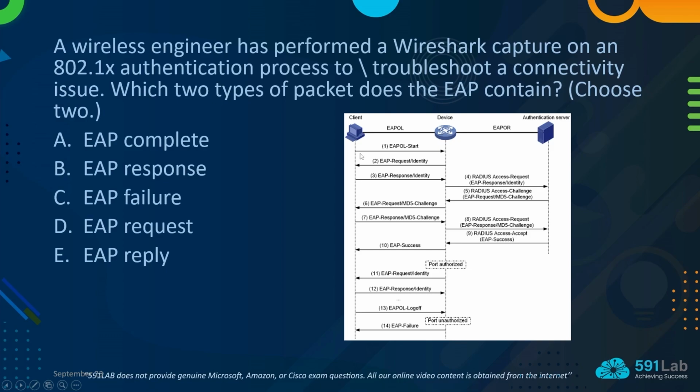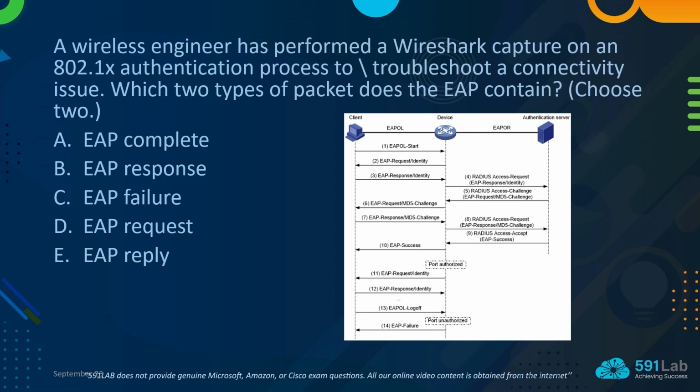So here we have the client starting the EAP by sending EAPOL start. The device is going to send an EAP request, EAP response, and then the authentication server will do its part by requesting and responding with challenges, and then either we get an EAP success or more challenges, and then either a log off or a failure in case of a failure.